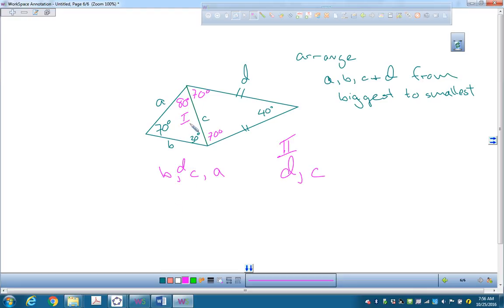But you don't know if D goes here or if D goes here, because B, even though it's opposite an 80-degree angle, this might be a smaller triangle than this triangle over here. Even though it might not look like it. Okay, so it's kind of confusing.